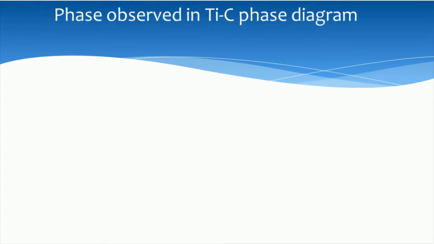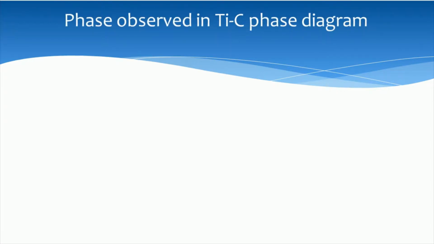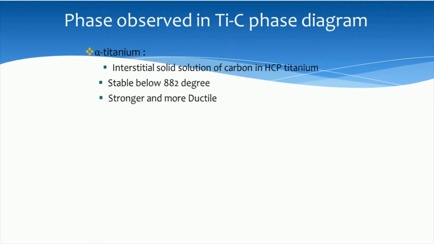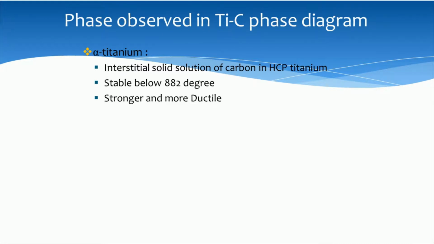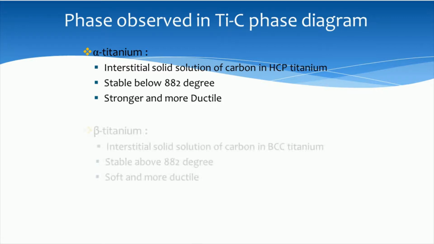There are two phases observed in the titanium carbide phase diagram. The first one is alpha titanium. It is an interstitial solid solution of carbon in the hexagonal close-packed structure of titanium. It is stable below 882 degrees Celsius. Alpha titanium is stronger and less ductile.